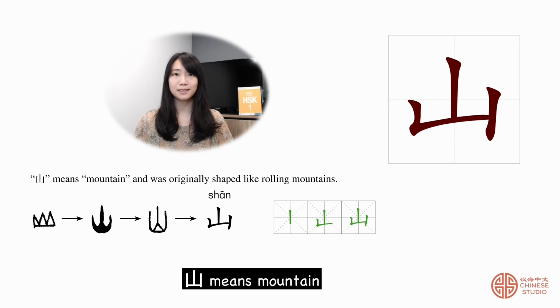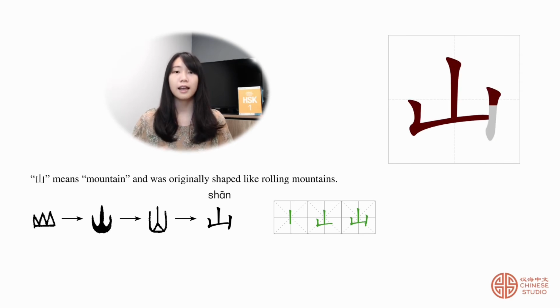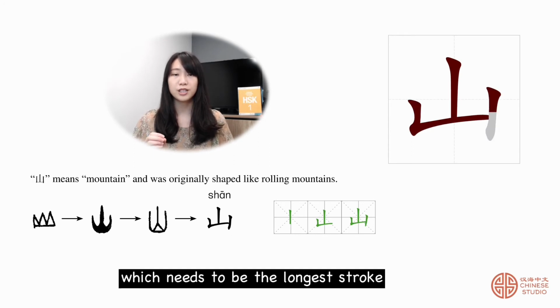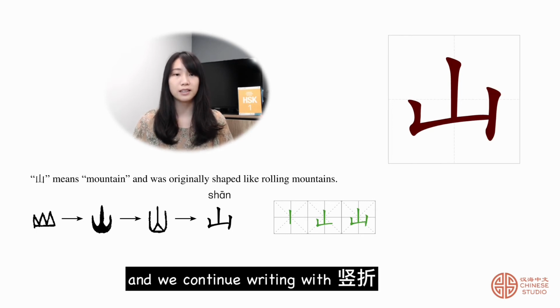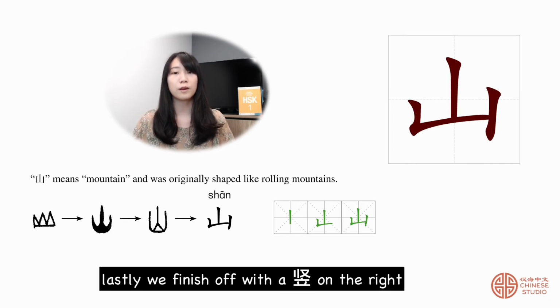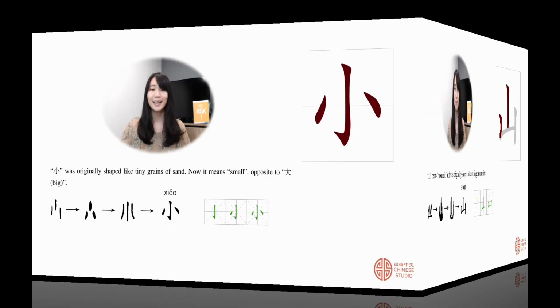山 means mountain. It starts with a vertical stroke in the middle of the character, which needs to be the longest stroke, and we continue writing with 竖折. Lastly, we finish off with a 竖 on the right.